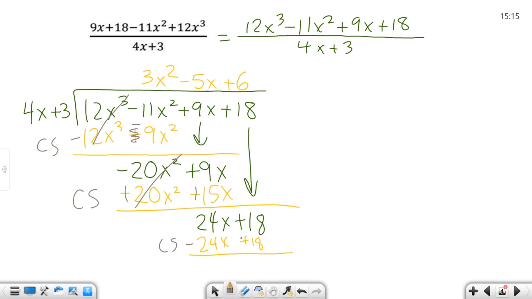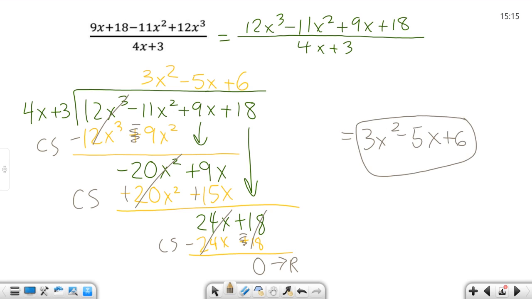And then I do what? Change my signs. Minus here, that cancels. This actually also cancels, so that my remainder in this one is what? 0. So then my answer is simply this. There's no remainder to write. So I just have 3x squared minus 5x plus 6.